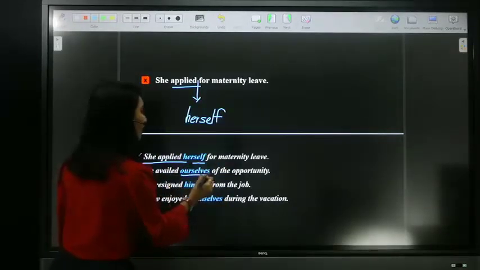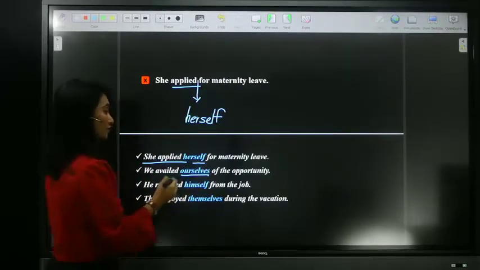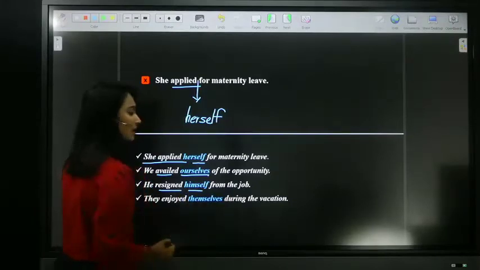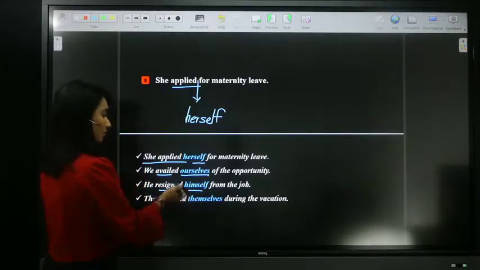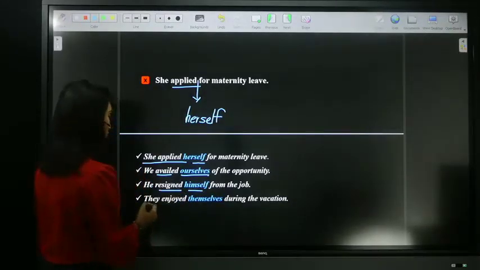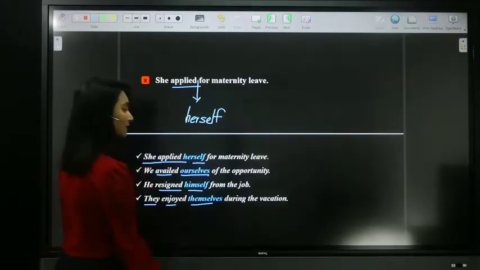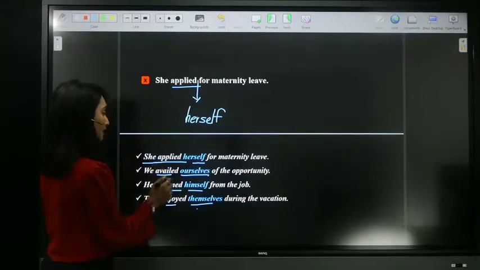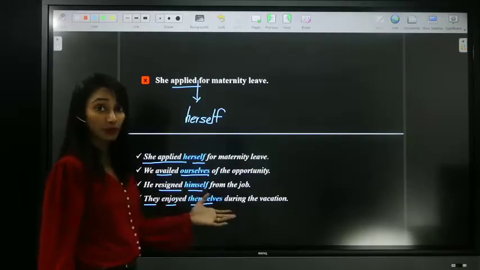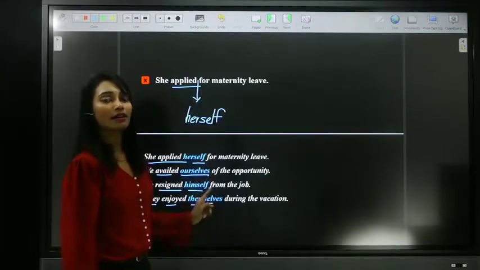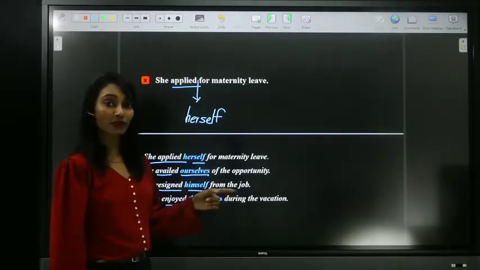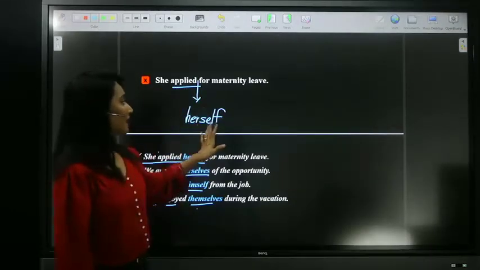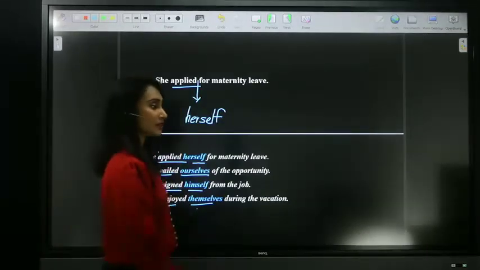We availed ourselves of the opportunity. Avail also takes a reflexive pronoun. He resigned himself from the job. So resign also takes a reflexive pronoun. They enjoyed themselves during the vacation. So here: avail, apply, resign, enjoy. There are other verbs like equate, etc. which are generally followed by reflexive pronouns when they are used reflexively. So she applied herself for the maternity leave. Now look at this.